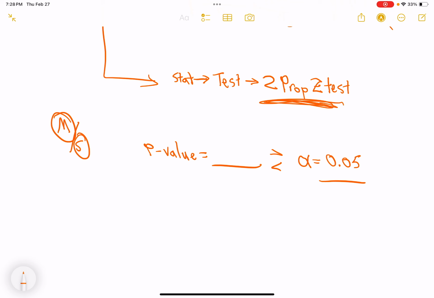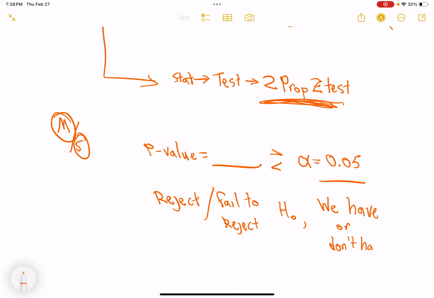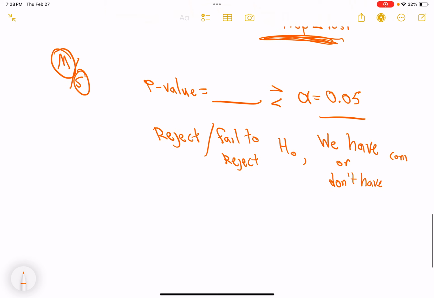And then we will state, you must state all of this, that we either reject or fail to reject the null. And then we either have or don't have convincing evidence. And I would structure this in a way that makes the most sense for you, for the alt. And be sure that you give context for the alt here. That's super important.